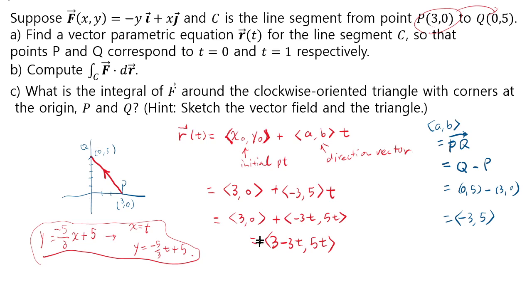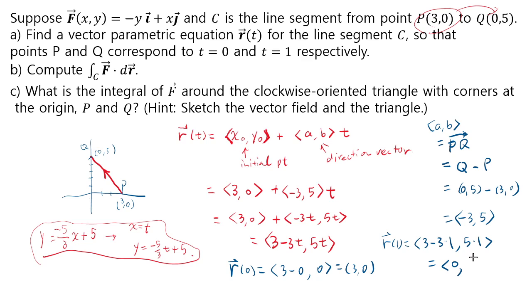Now we still need to check if indeed it's going to be at P and Q at time t equal to 0 and t equal to 1. So let's check that. r of 0 would be 3 minus 0 comma 0, right? So indeed it gives you 3 comma 0. And r of 1 would be 3 minus 3 times 1 comma 5 times 1. And 3 minus 3 is 0, and you get 5, so indeed you get 0 comma 5. So we did figure out the path, which is 3 minus 3t comma 5t. Okay, so that's the answer.